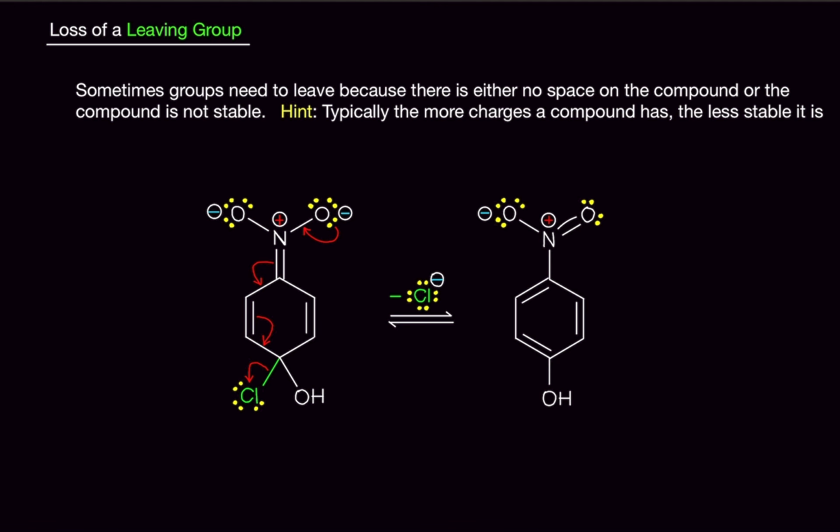Typically, the more charges a compound has, the less stable it is. So think about a relationship, right? A relationship has many components to it. Sometimes it just doesn't work out, and one member of that relationship will leave. But it always turns out for the better. You don't want to be in an unhappy relationship. If someone is unhappy in a relationship, usually the best thing is just to leave, because it'll just make things a lot worse. You don't want to be in an unhappy, sad relationship where your partner is unhappy. So that's what a loss of a leaving group is.